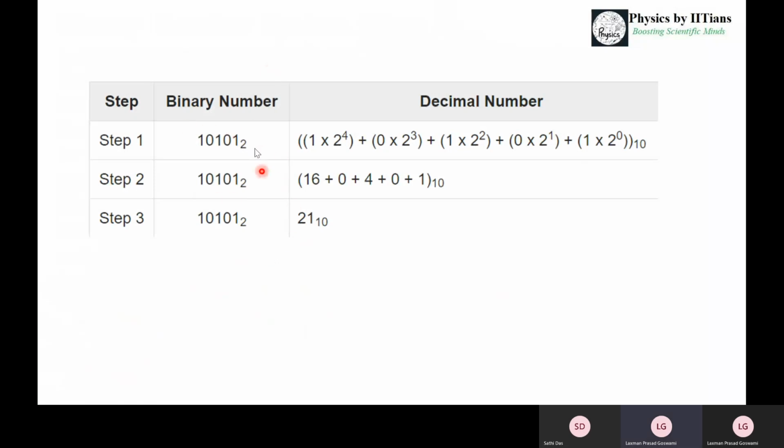So these are the steps that we have followed. First of all, we will multiply each digit by its corresponding base to the power of the location of the number. That is, this 1 will be multiplied by 2 to the power 0. This 0 will be multiplied by 2 to the power 1. This is the first step. In the second step, we add all the numbers. And in the third step, we find the equivalent decimal number.